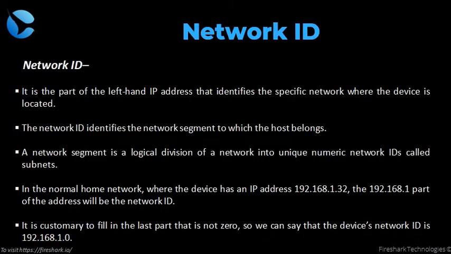Network ID. Now, the network part of IPv4 address is on the left-hand side of the IP address. It specifies the particular network to which the IPv4 address belongs. The network position of the address also identifies the IP address class of the IPv4 address. The network ID identifies the network segment to which the host belongs. A network segment is a logical division of a network into unique numeric network IDs called subnets.